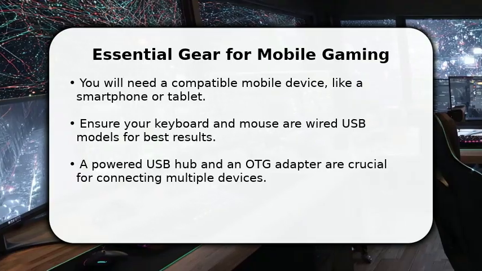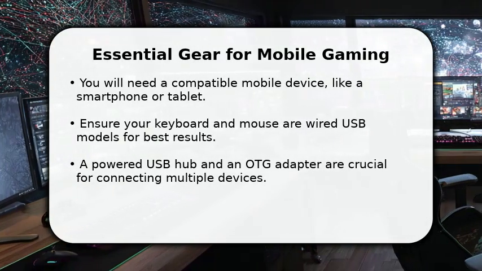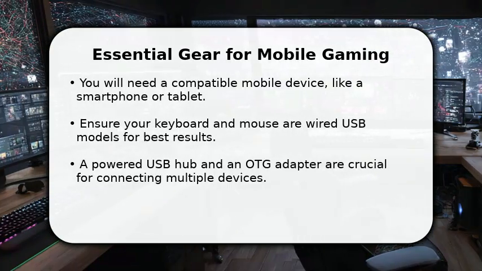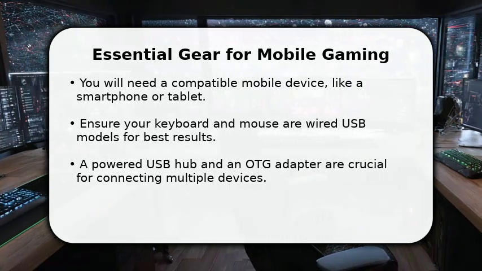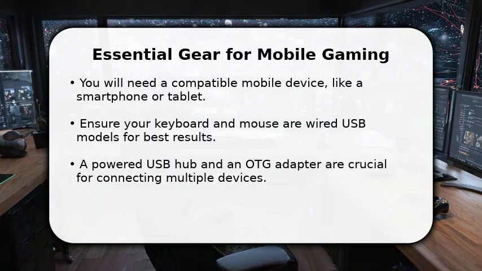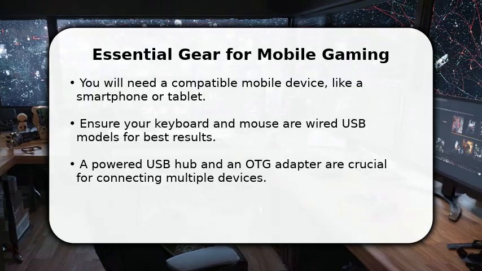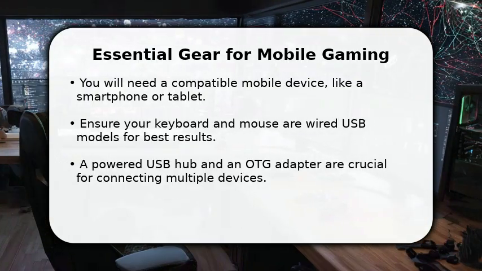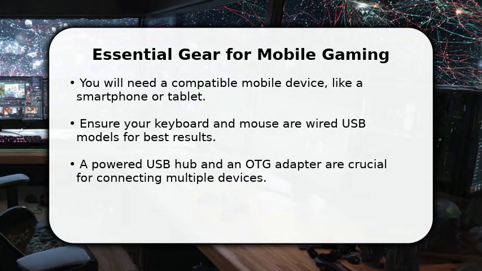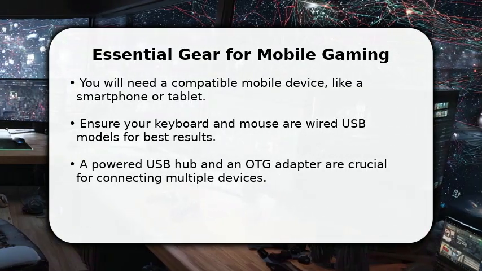In this video, I will explain how to play Roblox on mobile with a keyboard and mouse. First, gather your essential gear. You will need your mobile phone or tablet, a standard wired USB keyboard, and a wired USB mouse. Additionally, prepare a USB OTG adapter and a powered USB hub. These are key to making everything connect seamlessly. Confirm all your components are working before proceeding.